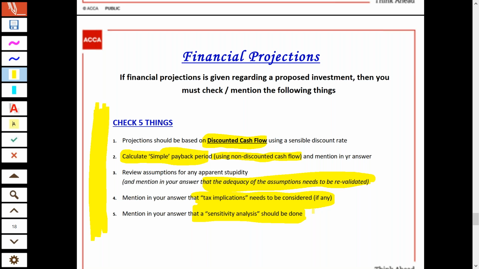So please repeat with me. The first thing you will make sure is that the projections are based on discounted cash flow. Second thing is you will check the payback. Third thing is you will comment one comment on the assumptions. Fourth thing is you will talk about any possible tax implications. Fifth thing, you will talk about conducting a sensitivity analysis. Okay, please remember this checklist.